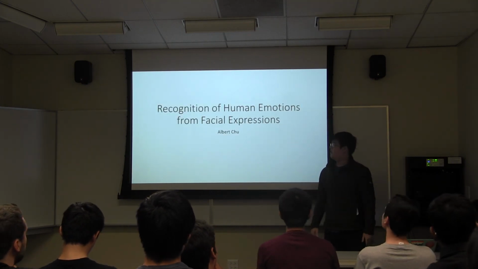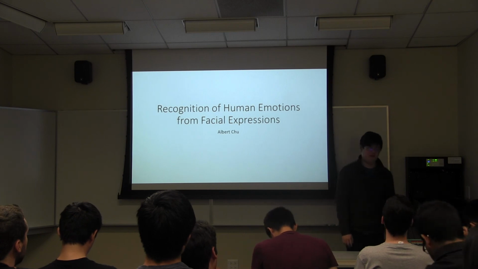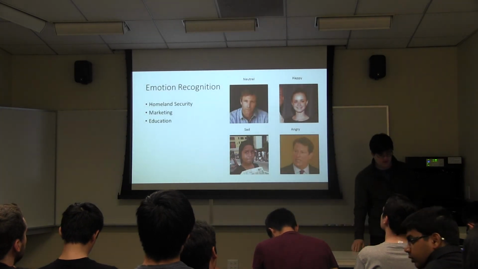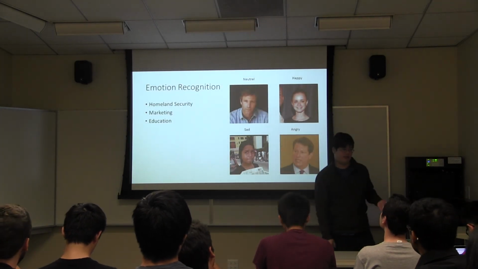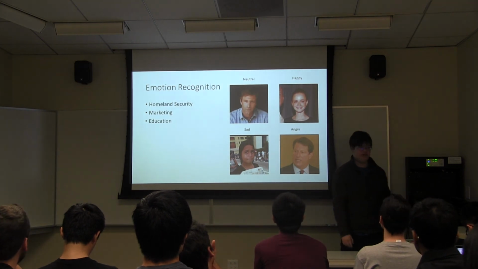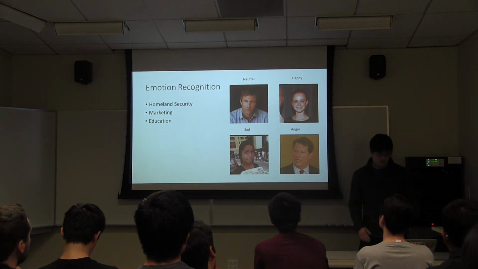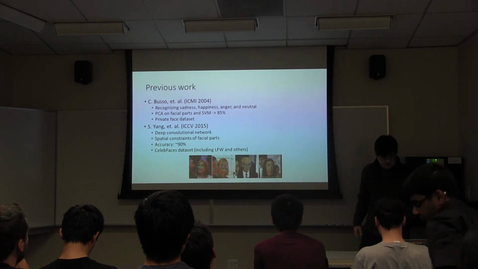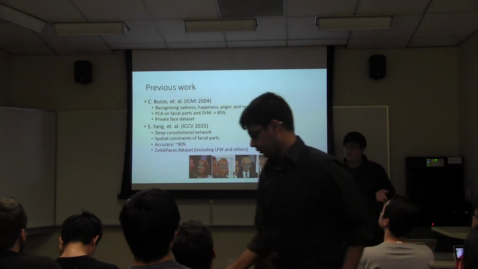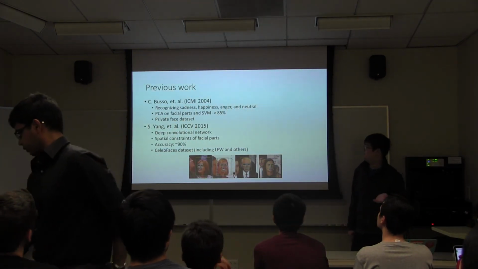I'm Albert Chu. I'm going to be talking about my project, recognition of human emotions from facial expressions. Emotion recognition has a lot of different applications. For example, in homeland security, if you're trying to detect if someone's nervous or lying, and also uses in marketing and education. For previous work, I looked at 2 different papers, one from 2004 and one from 2015.